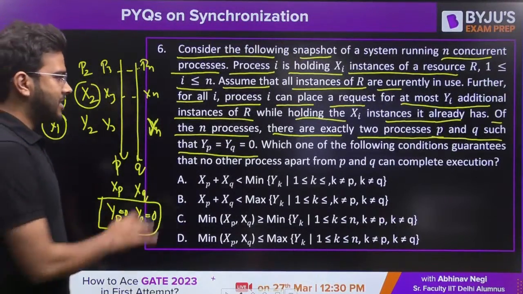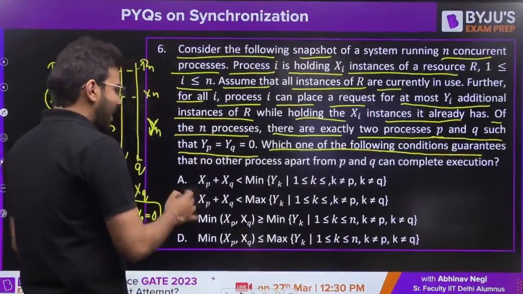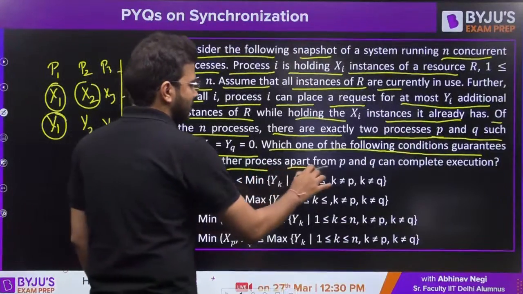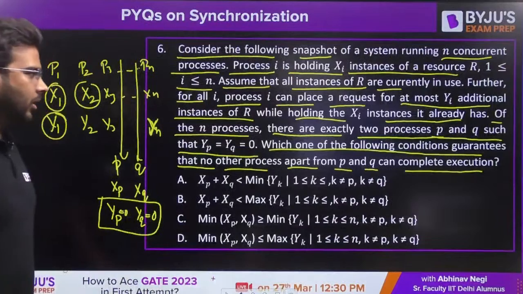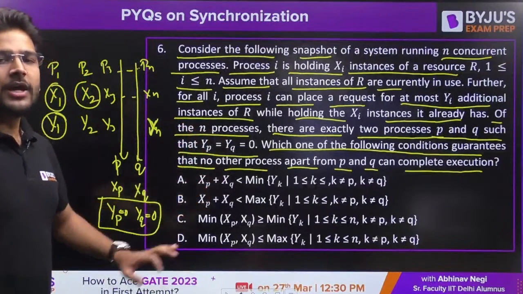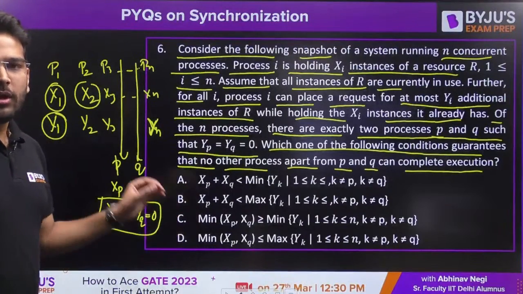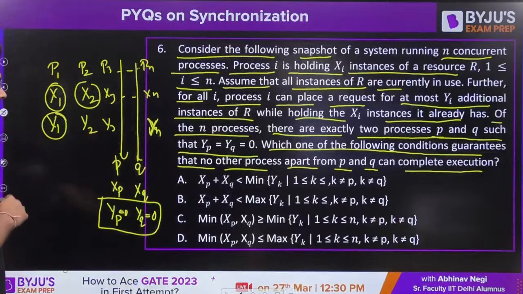Okay, this is the meaning of the statement. Which one of the following conditions guarantees that no other process apart from P and Q can complete the execution? That means once P and Q complete their execution, then after that no other process will be able to complete their execution. Is it clear? So we have to find that condition.